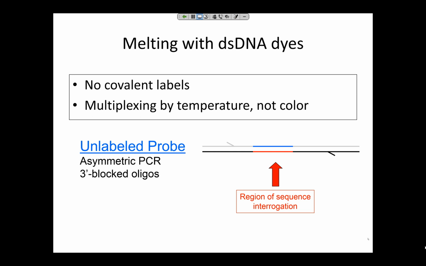So there's a probe here, but it's not covalently labeled to any fluorophore. Typically, to see the signal, you'll run asymmetric PCR, and you'll also block the 3' end of your oligo with phosphate or some other blocker so that it does not serve as a primer. So now the region of sequence interrogation is the blue and red line, the portion of the amplicon that the unlabeled probe covers. So you can focus on a specific area within an amplicon now with an unlabeled probe.